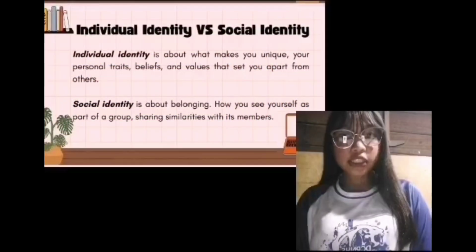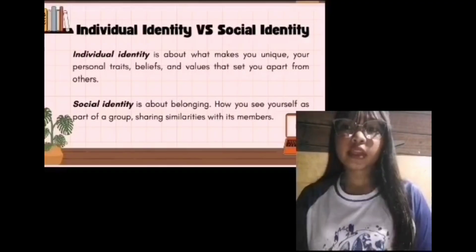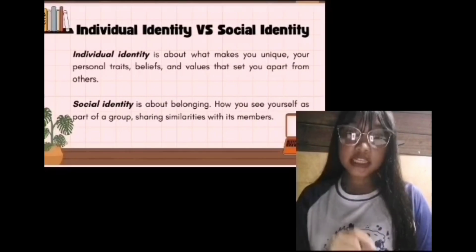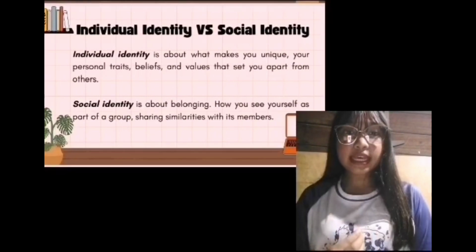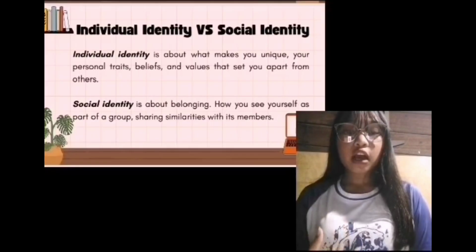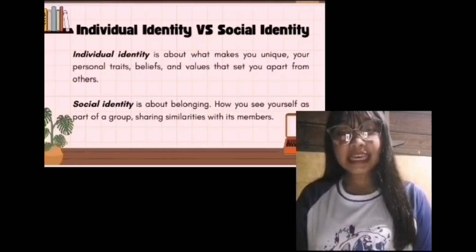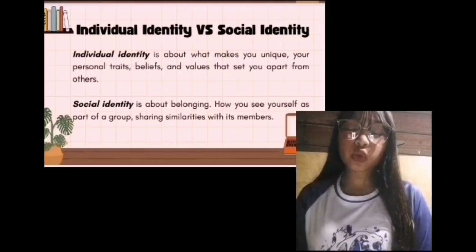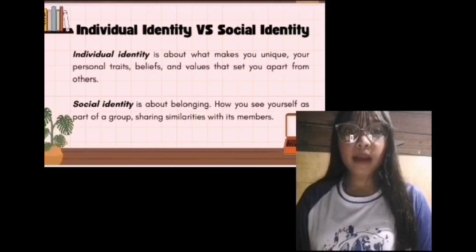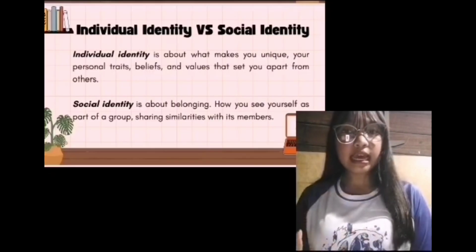Now let's move on to individual identity versus social identity. A person's identity can also be divided into two parts: the individual identity and the social identity. First and foremost, let us discuss what individual identity is. Your individual identity is what makes you unique from other people. This individual identity has characteristics of yours that others don't have, what makes you unique and not like anyone else.